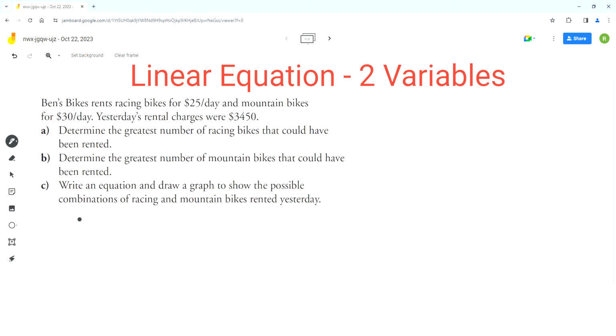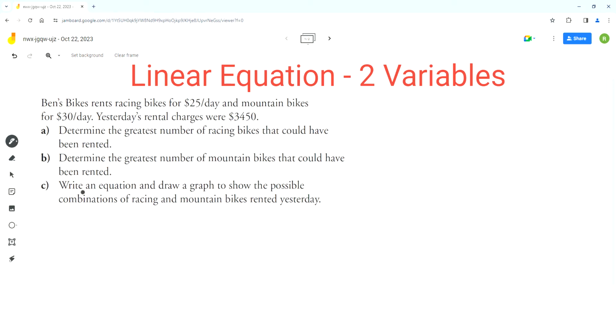So in this video, we'll solve this problem based on the concepts of linear equation with two variables. As per the problem, Ben's Bikes rents racing bikes for $25 a day and mountain bikes for $30 a day. And yesterday's rental charges were $3,450. That means yesterday this company earned a total of $3,450 from rental charges for these two types of bikes.